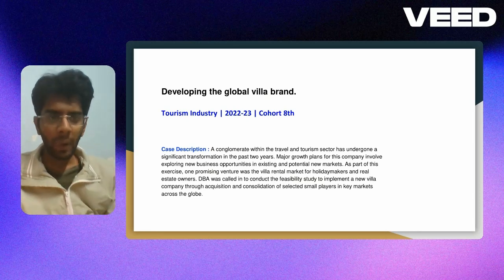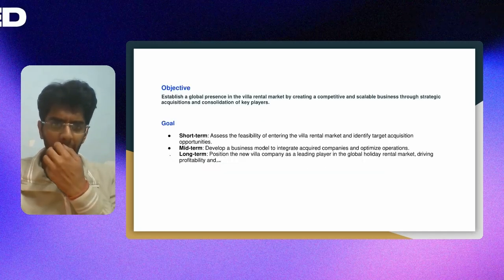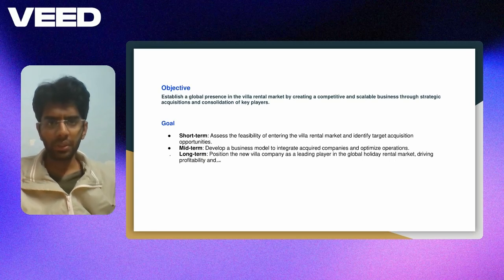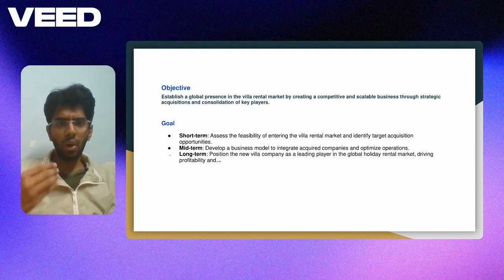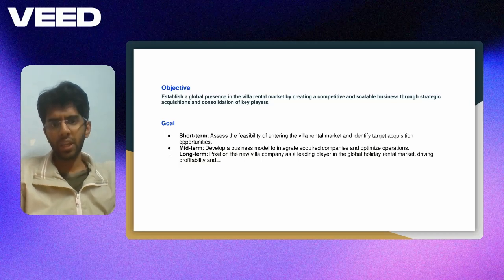So that's number one. I will again try to crystallize the objective. The objective is that the conglomerate wants to establish a global presence in the villa rental market by creating a competitive and scalable business through strategic acquisition and consolidation of key players.